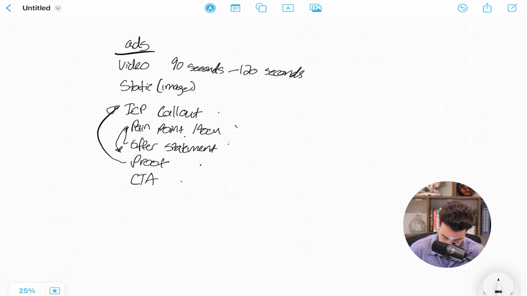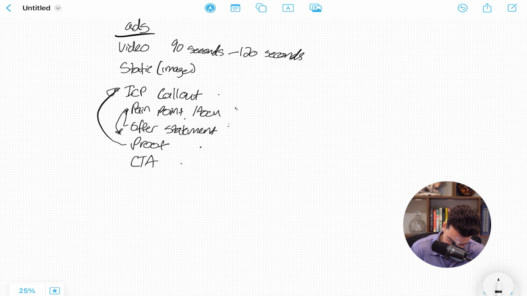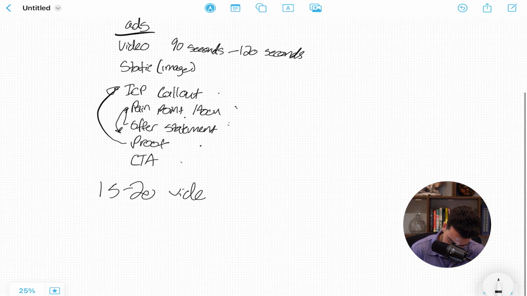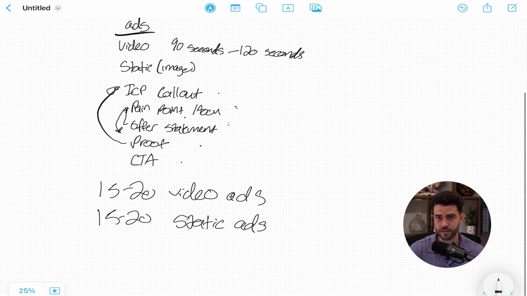So on your first launch, you're going to want to create about 15 to 20 different video ads. And you're going to want to create about the same thing on the static ads, 15 to 20 different static ads. And you don't want to put these in the same ad set. You're going to want to put these in what we call a CBO. And we'll talk about later in terms of the actual structure itself.